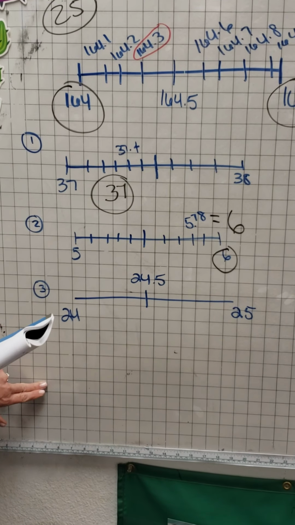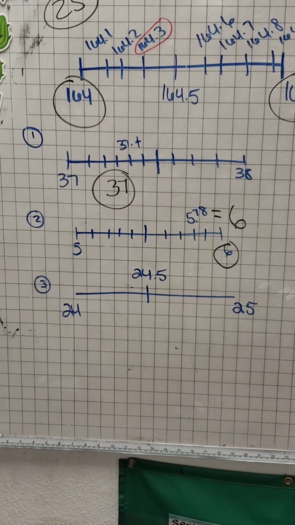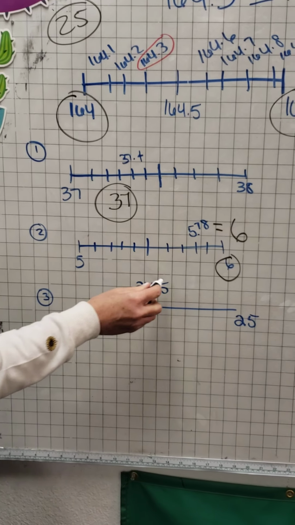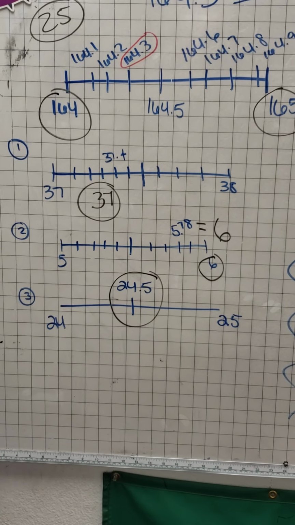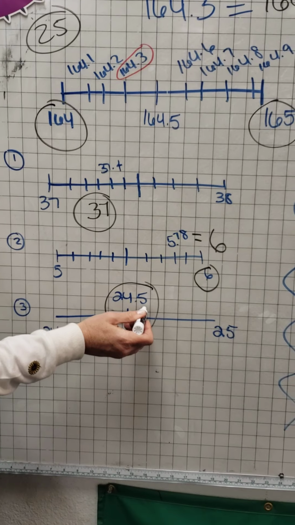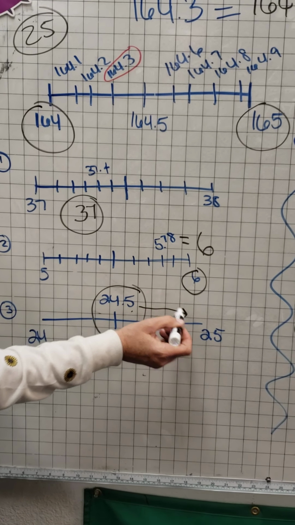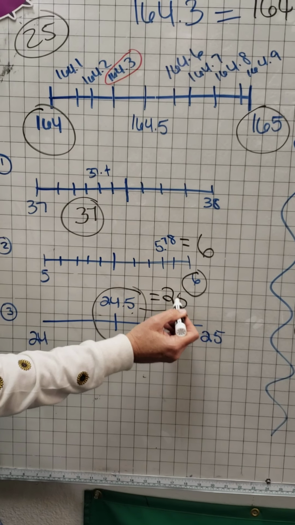Number 3, round off 24.5 to the nearest whole number. Now this one's right in the middle. So you're going to say, whoa, it's right in the middle. What do I do? Remember the rounding rule. 5 or more, let it soar. So 24.5 rounds to 25.